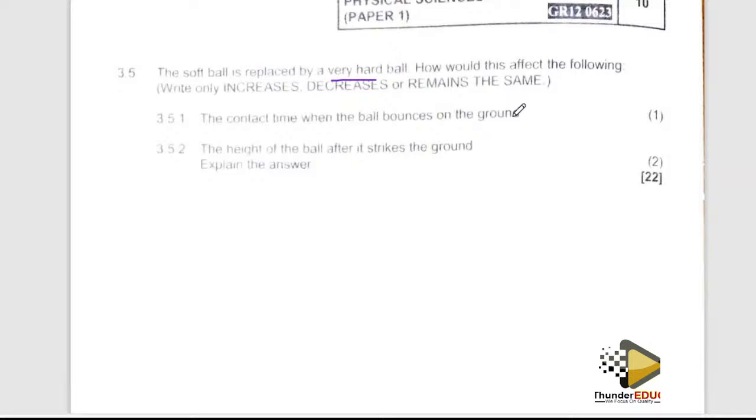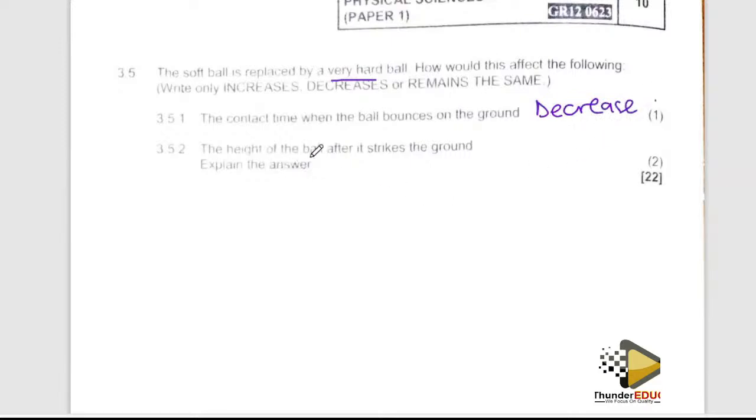I'm not sure. Okay. So softball, since it's soft, it will take long. That is true. And then the hard ball will take less time. So for the softball, how will this affect the contact time? The contact time is going to decrease. Okay, that is true for the fact.